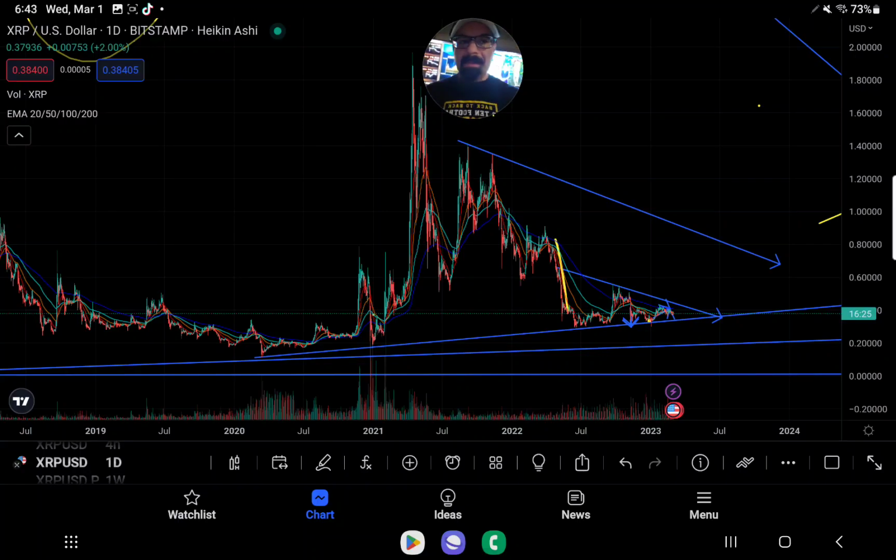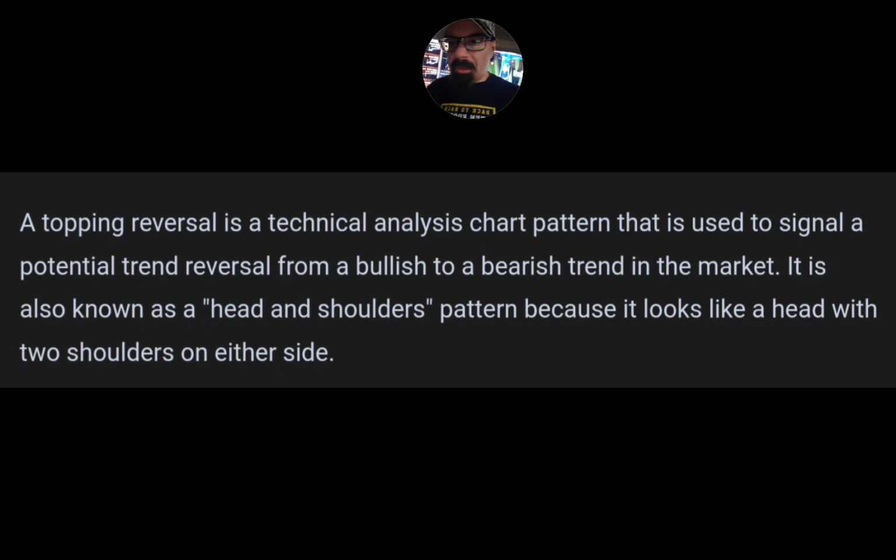So now everybody's like, oh, well, what's a topping reversal? Well, we've already gone 13 minutes. We might as well go a little bit longer. A topping reversal is a technical analysis chart pattern that is used to signal a potential trend reversal from a bullish to bearish trend in the market.